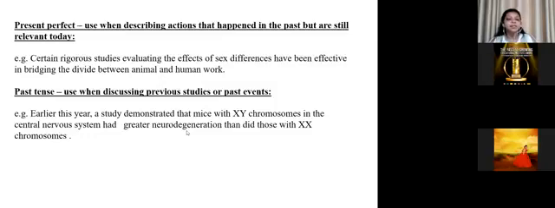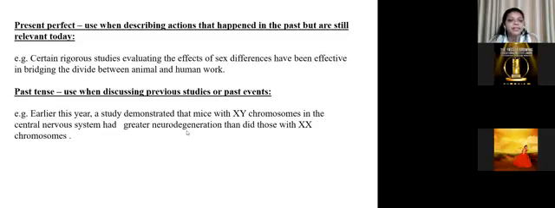Let's see. Certain rigorous studies evaluating the effects of sex differences have been effective in bridging the divide between animal and human research. Have been means they started in the past, but they are still important. So when you want to highlight something like that, you can use present perfect.